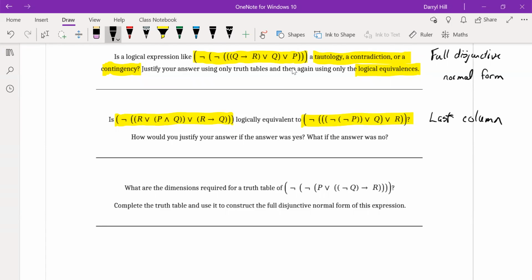Last column is the same, or full disjunctive normal form is the same. So those are the 2 ways you could do it. And the way you would prove that it was not is, of course, the last column is different, or the full disjunctive normal form has different conjunctions in it.